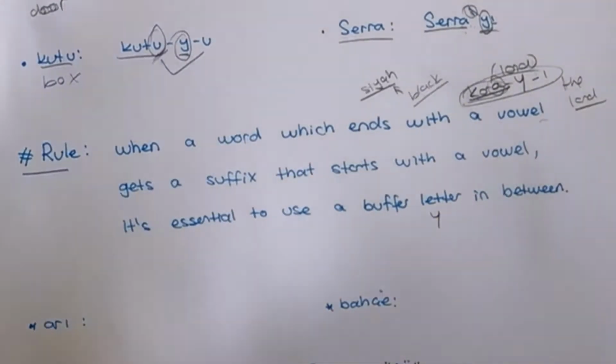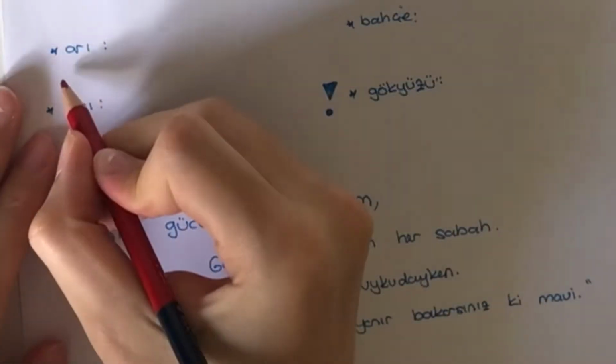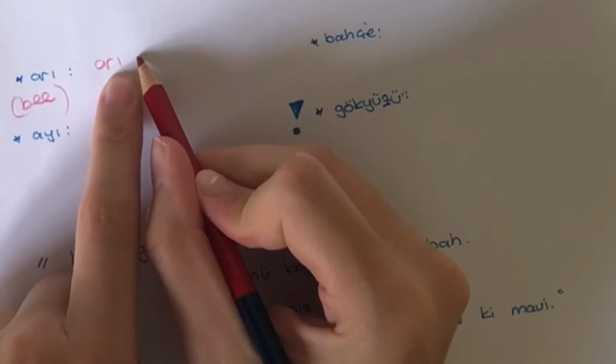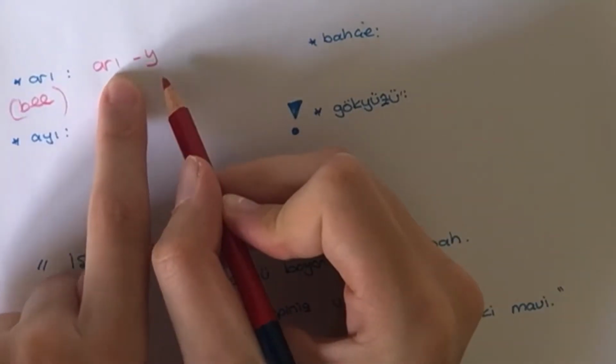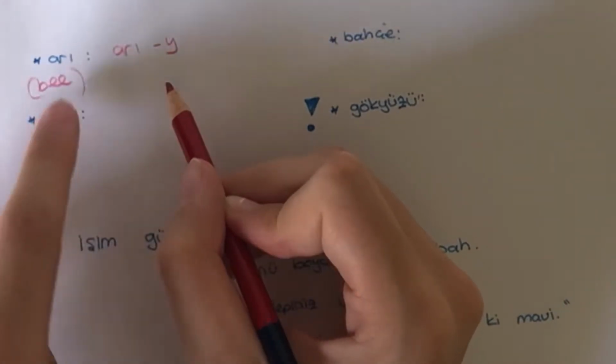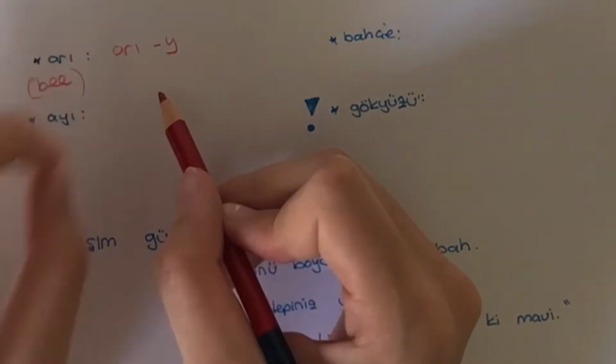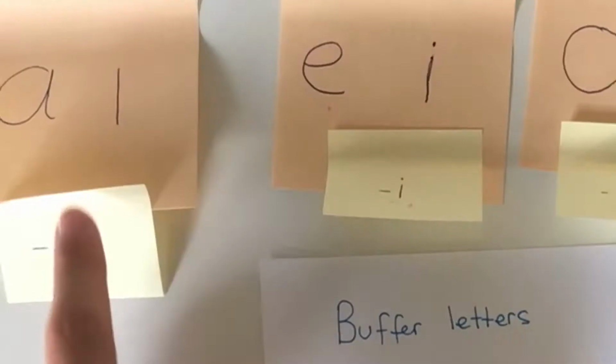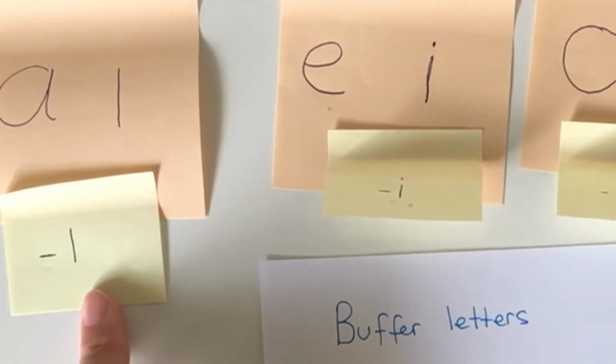Okay, let's do some examples now. So arı means bee. Arı. I know that we have to use a buffer letter in between because it ends with a vowel, and I'm going to add a suffix that starts with a vowel. So here is the last letter, it's I, so we use arıyı.